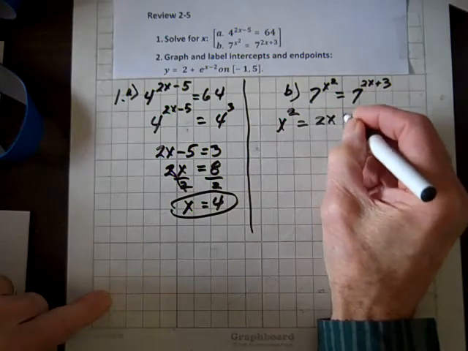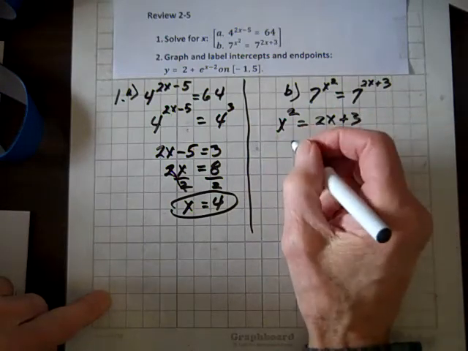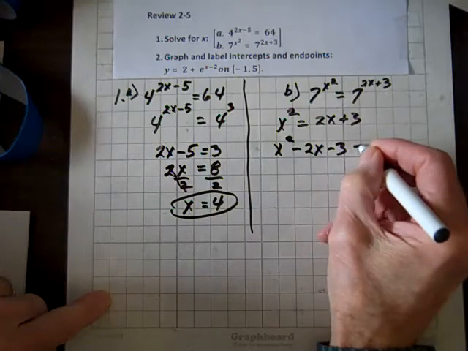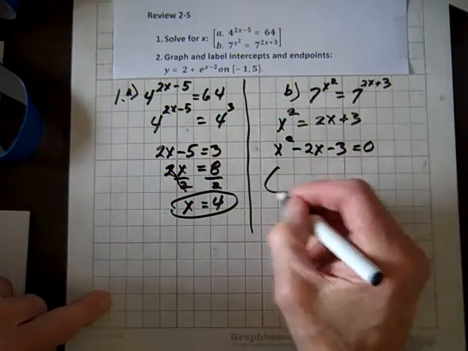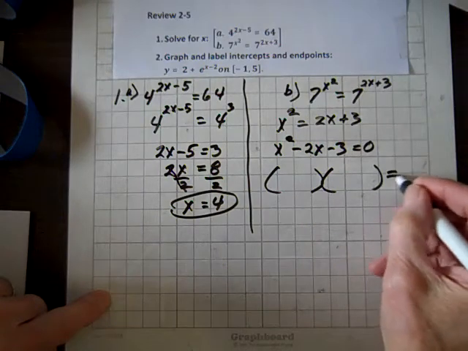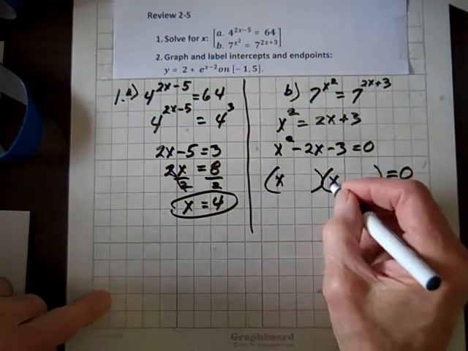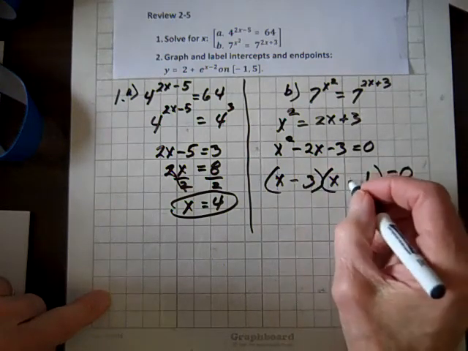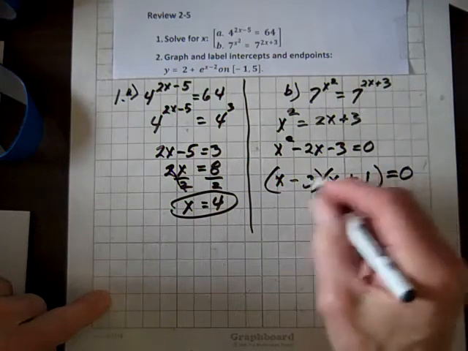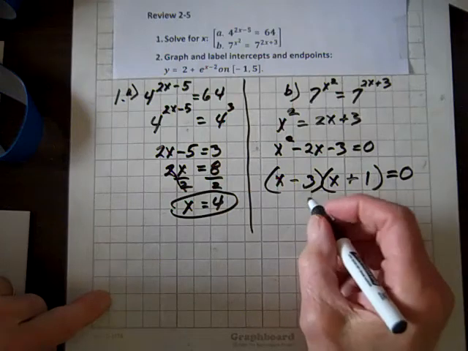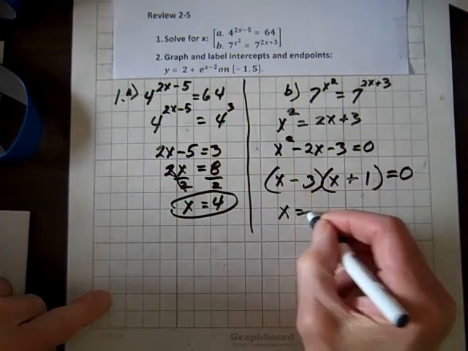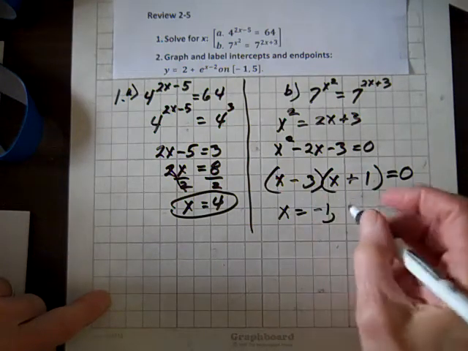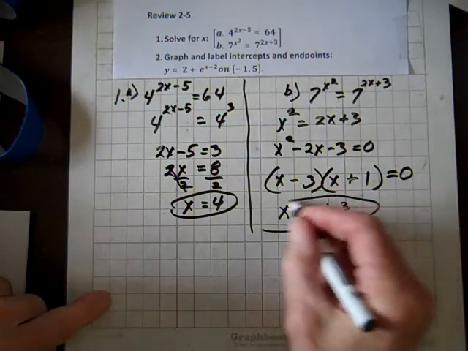Equals 2x plus 3. Now subtracting 2x and 3 from both sides, we get x squared minus 2x minus 3 equals 0. And this factors, and x, and I need a 3 and a 1, and who gets the negative? The 3 does, and this guy gets the positive. If we FOIL that out, we'll have this. So what value of x will take this factor to 0? Negative 1. What value of x will take this factor to 0? 3 will. And so we've solved both of those equations.